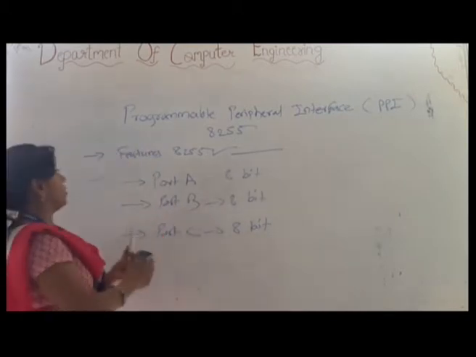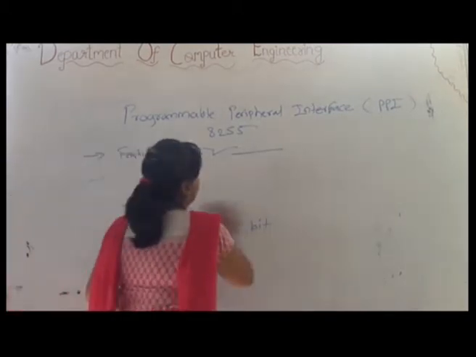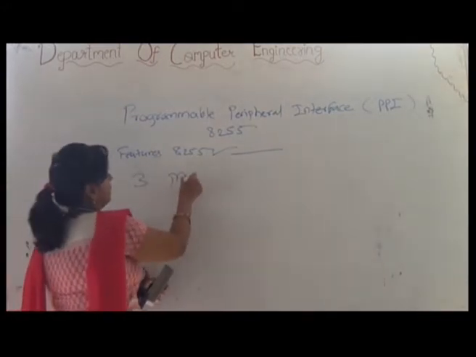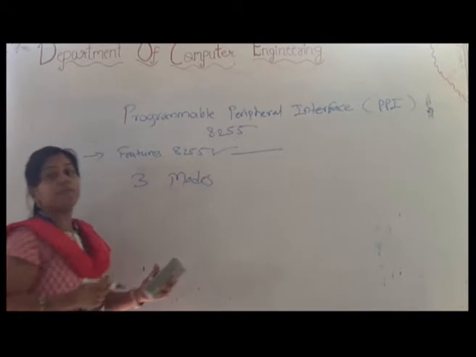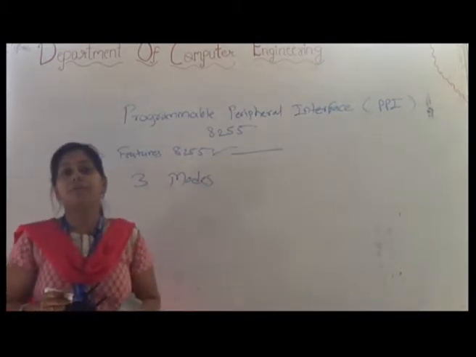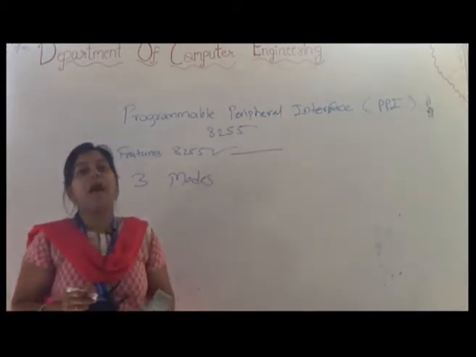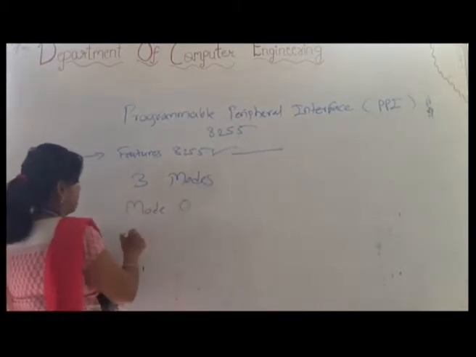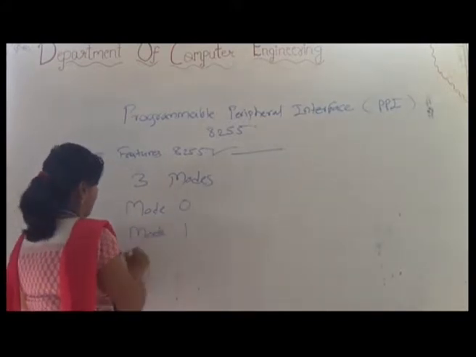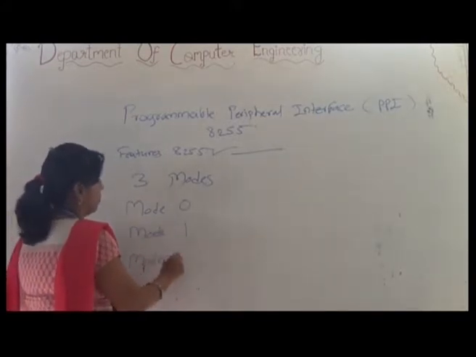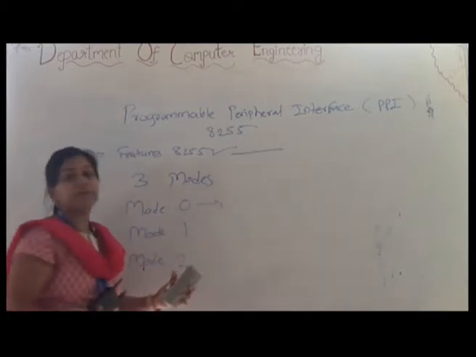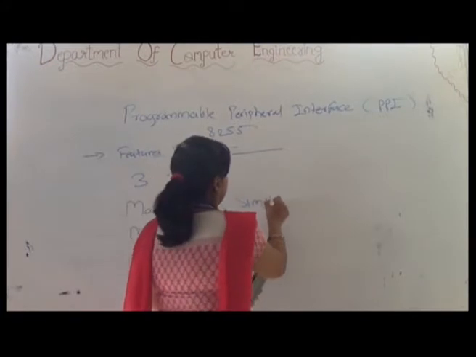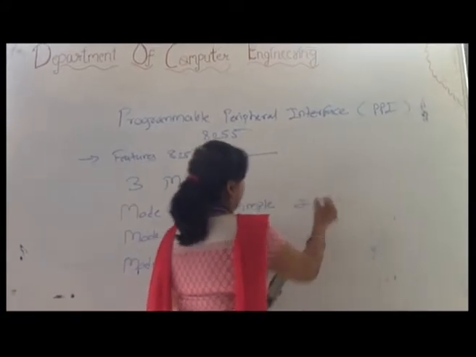And the next feature of 8255 is that it can operate in three different modes. There are in total three different modes: mode 0, mode 1 and mode 2. First I will write mode 0, the next mode is mode 1 and the third mode is mode 2. Mode 0 we call a simple input output mode.